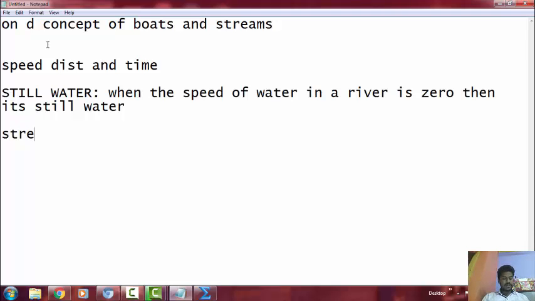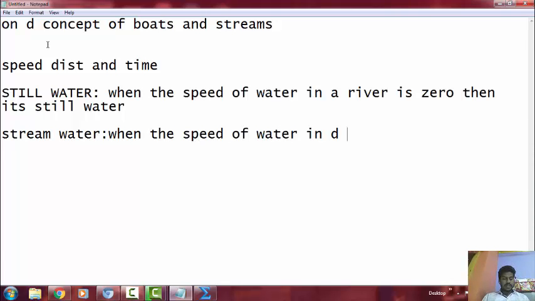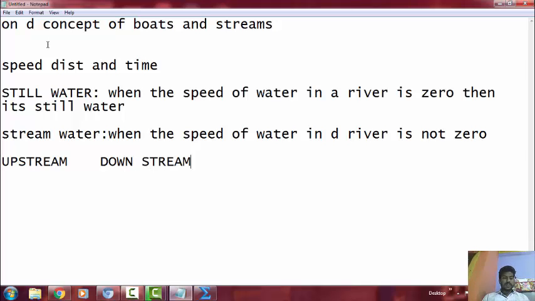Then what is known as stream water? When the speed of water in the river is not zero, that means it has some speed, then that water is known as stream water. Now in stream water you will be finding two sorts of things, that is upstream and next comes downstream.